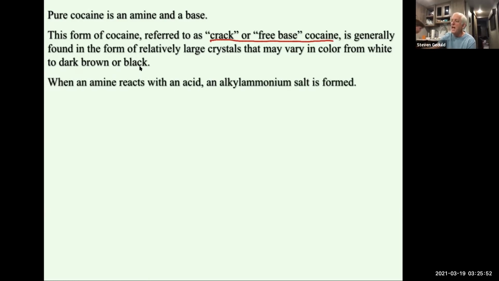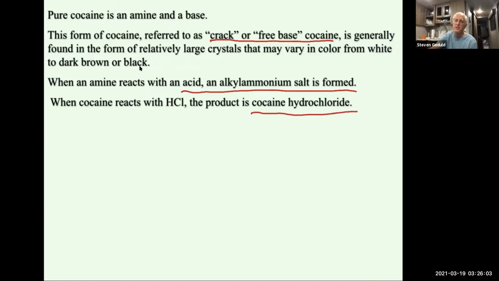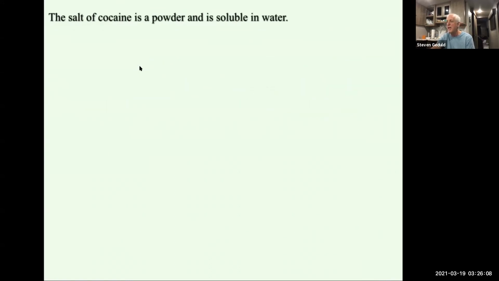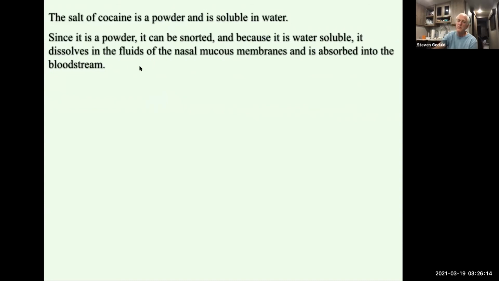When an amine reacts with an acid, the alkyl ammonium salt is formed. This takes cocaine and makes it soluble. When cocaine reacts with hydrochloric acid, the product is cocaine hydrochloride. Now you can inject it. So the salt of cocaine is a powder, and the salt is soluble in water. Since it's a powder, it can be snorted, and it'll absorb across the mucous membranes of the nose because it's soluble. It dissolves in fluids in the nasal membranes and is absorbed into the bloodstream.